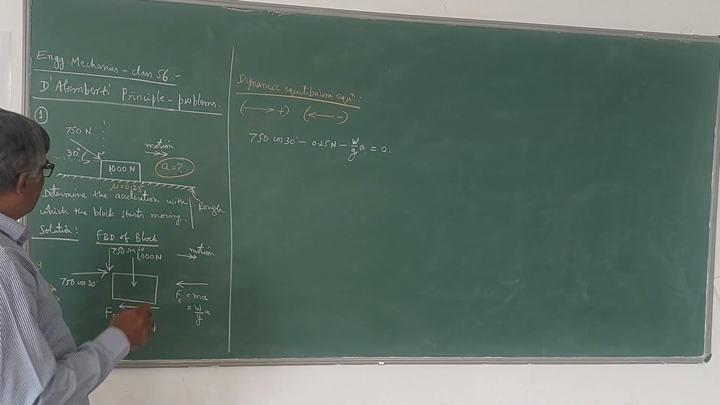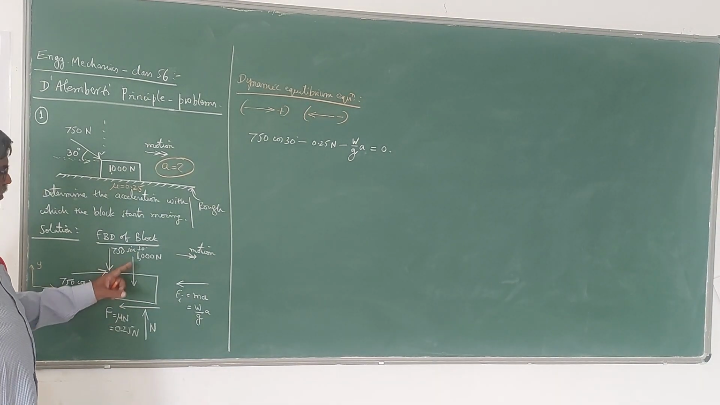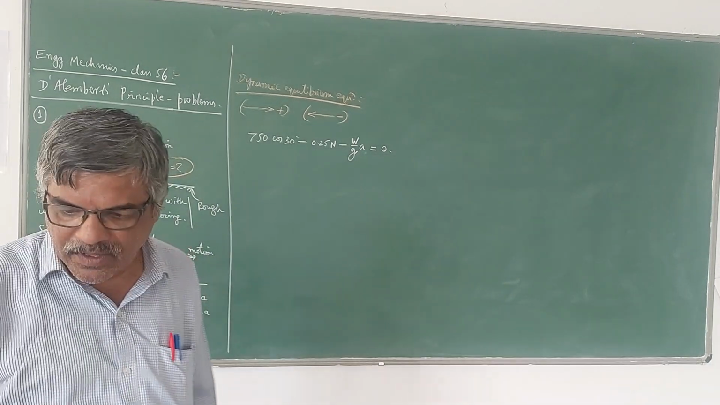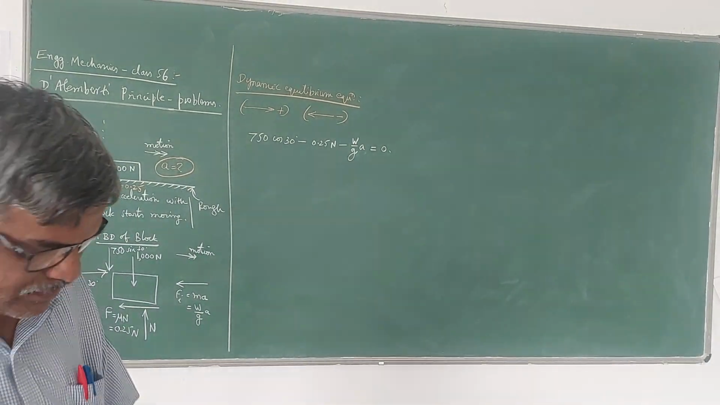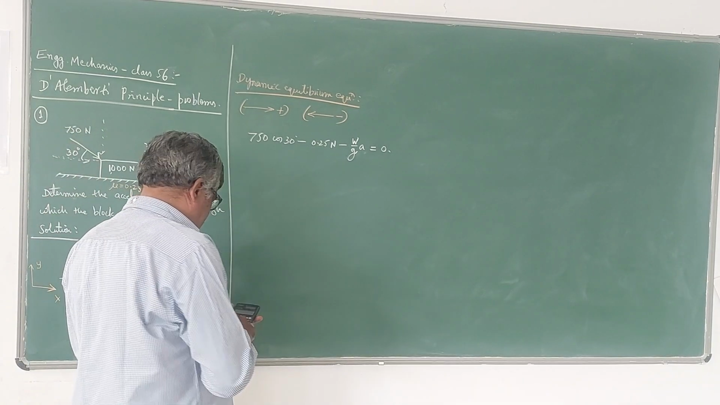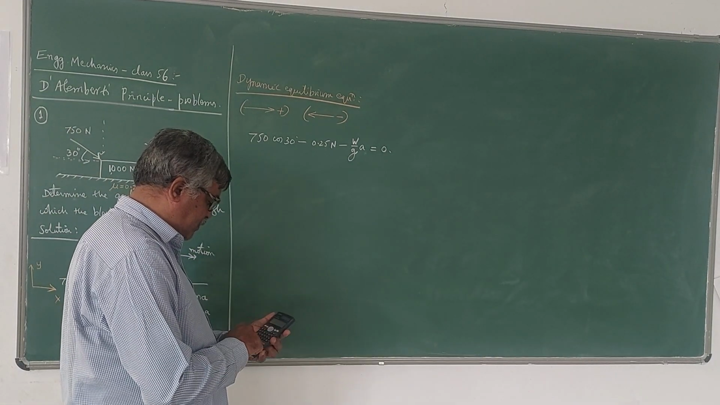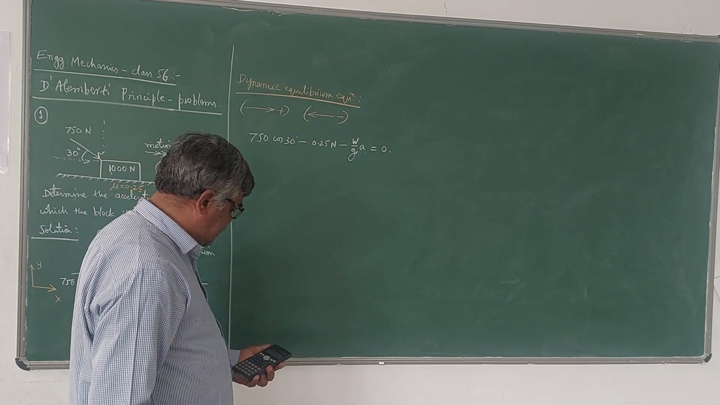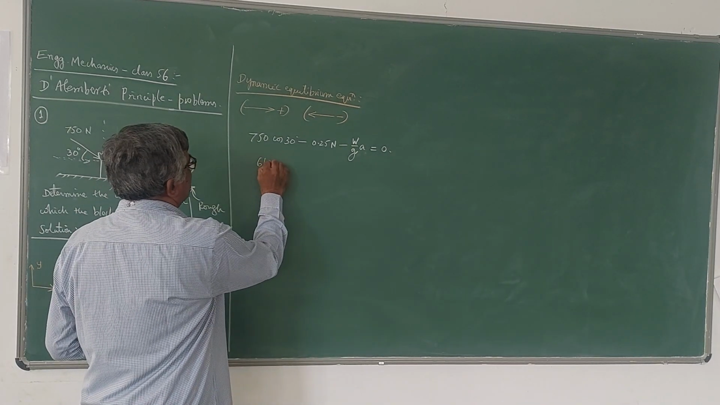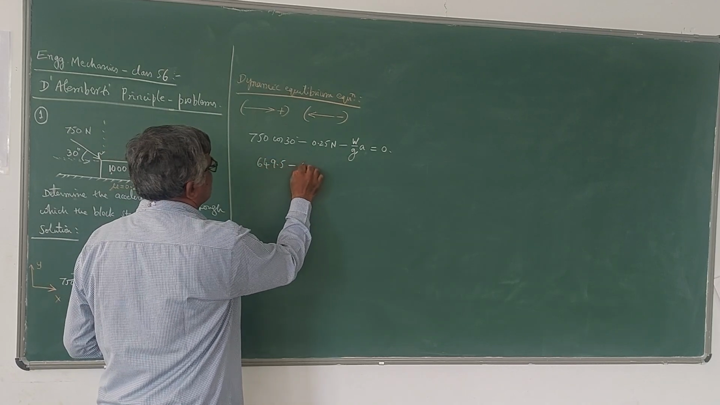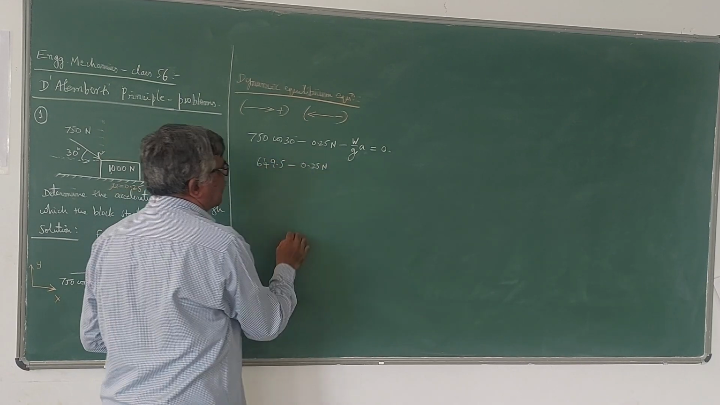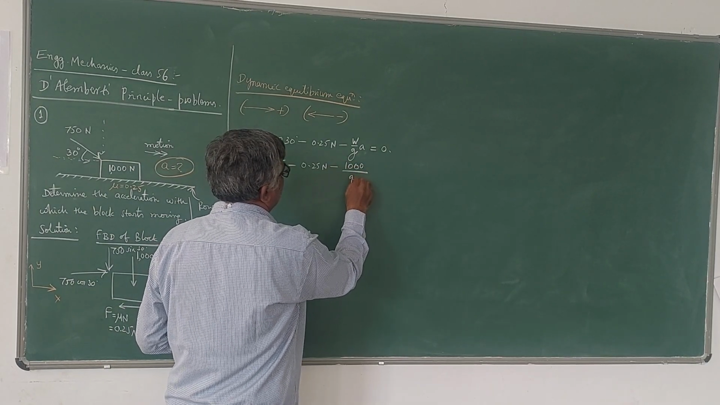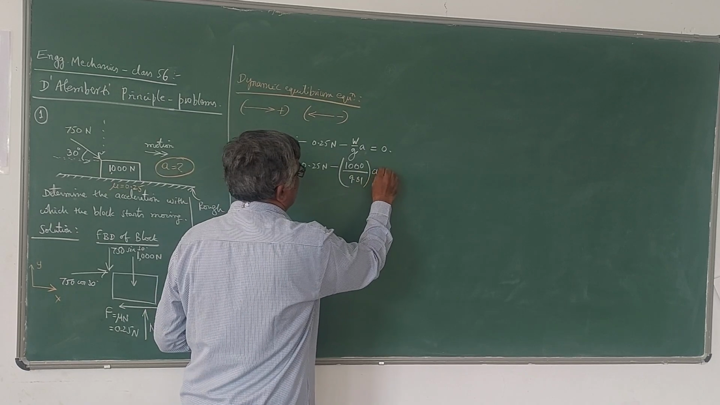Now here W is 1000 Newton, of course, the weight of the block. If you simplify this, 750 into cos 30 is 649.5. So 649.5 minus 0.25 times N. N is not known here. My W is 1000 Newton divided by g, which is 9.81, times a. A is unknown here, and it is equal to 0.